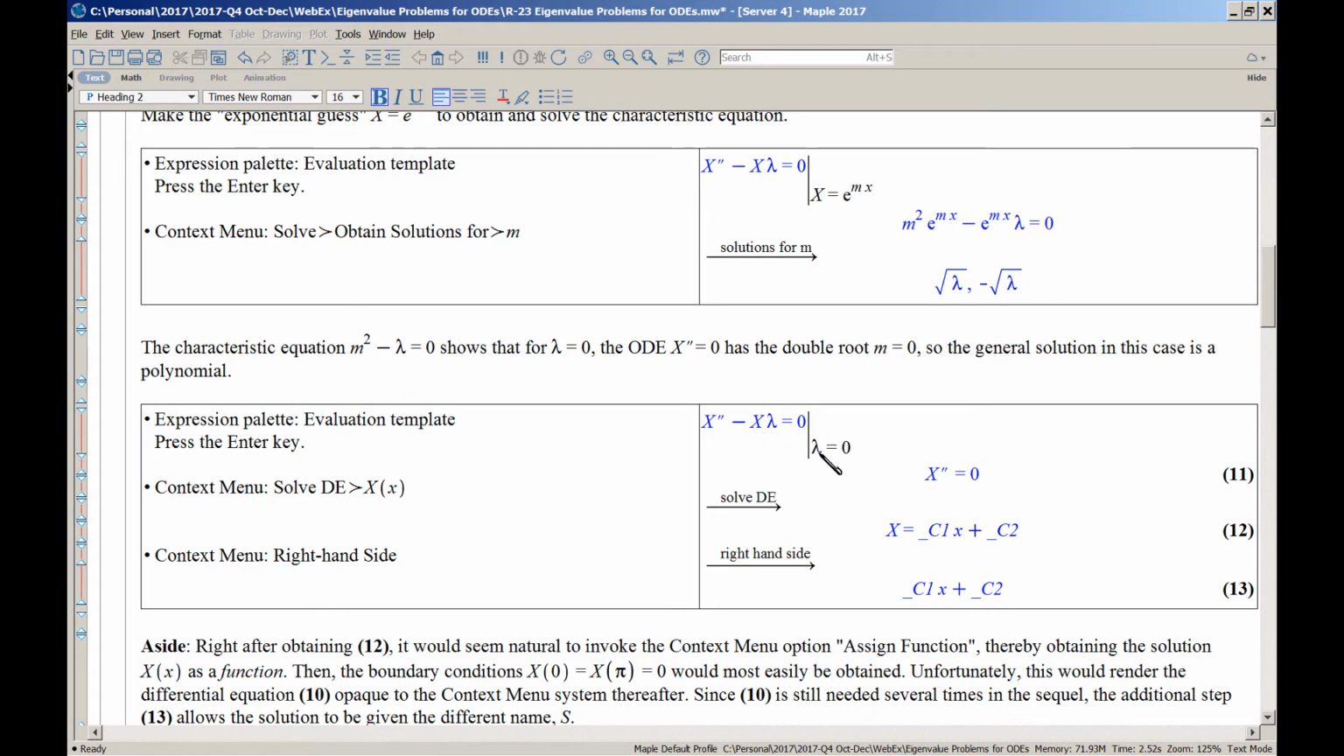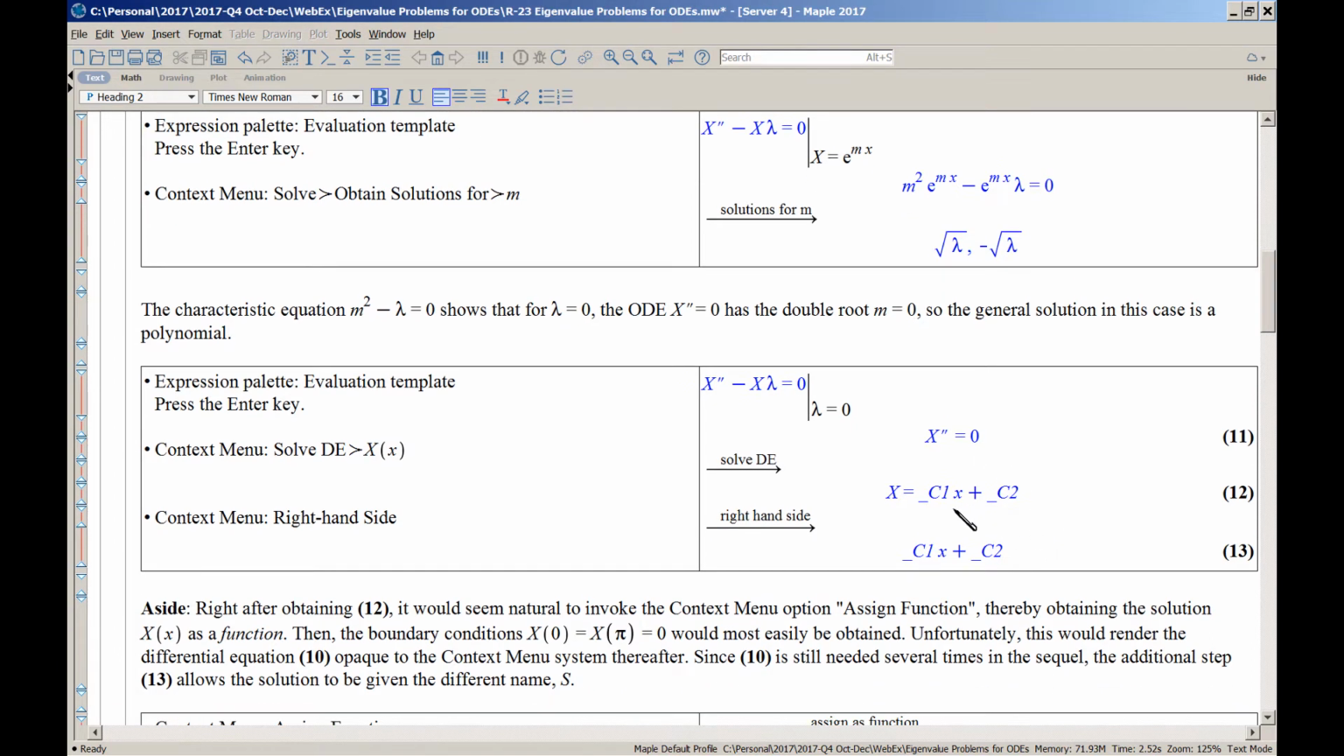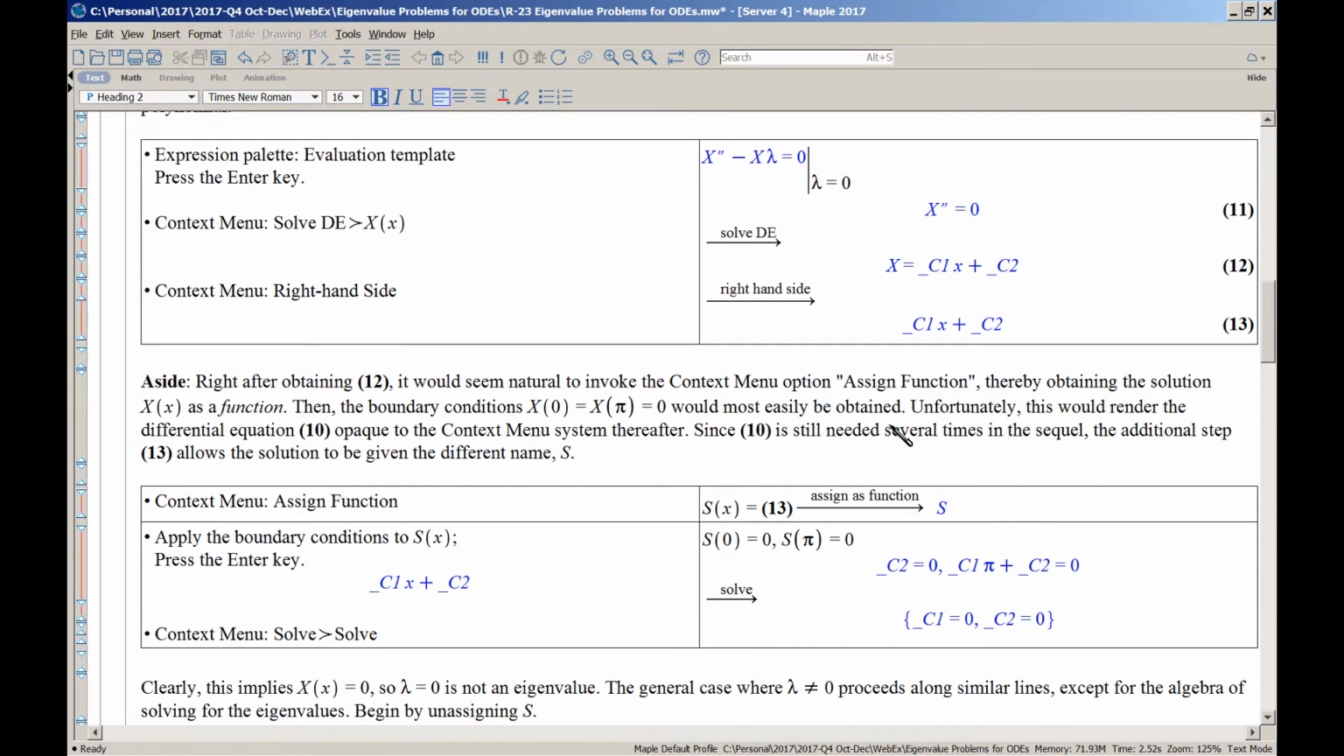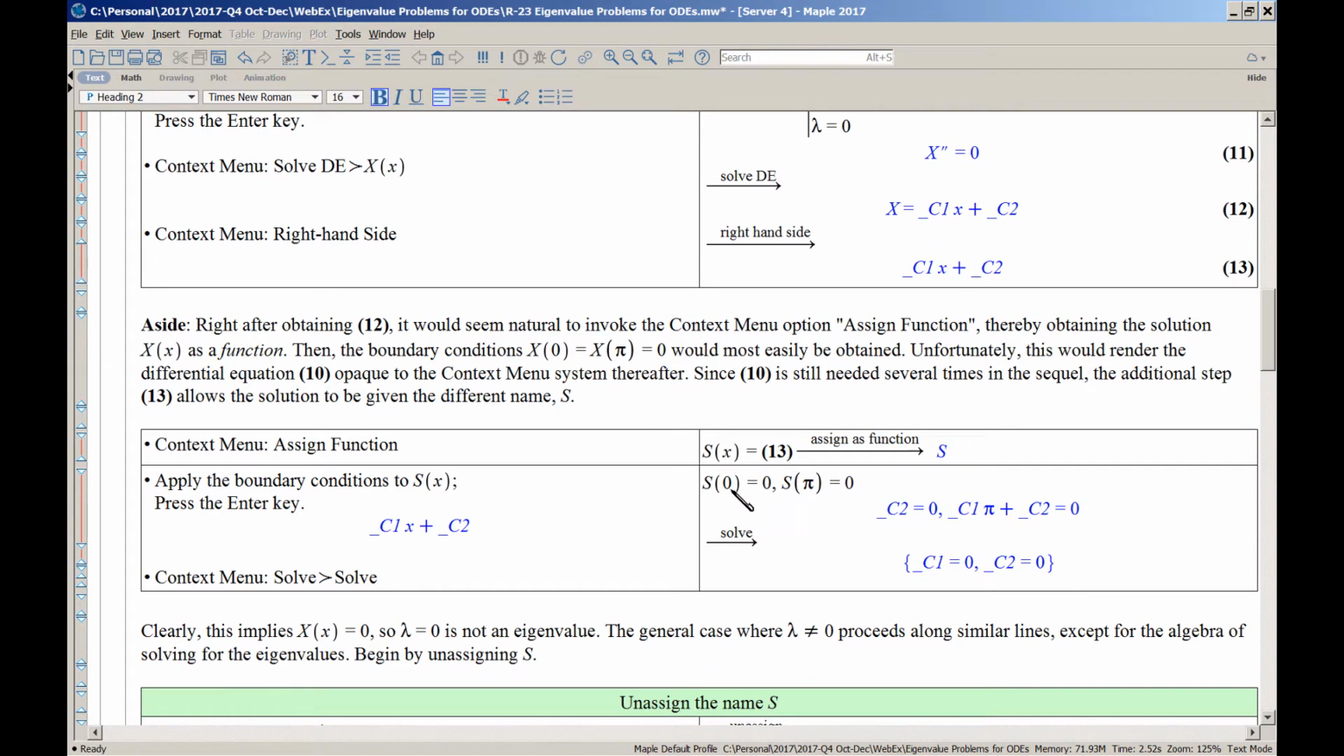So here I'm going to set lambda equals 0. I've got the equation x double prime equals 0, which we recognize has a solution which is linear. And you could, right here, say this is a straight line and it can't be 0 in two places. Therefore, both constants have to be 0. If you want to work that out in detail, take this expression, and I'm going to make a function out of it to make substituting 0 and pi in for x a little easier. So this is done with the context menu, assign function s.